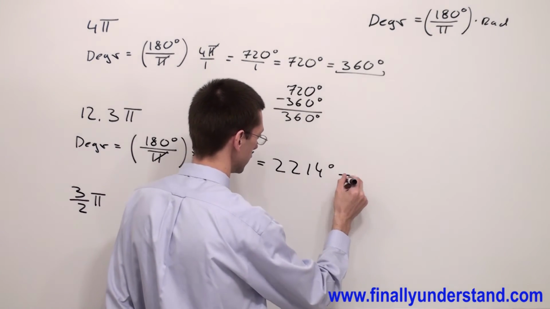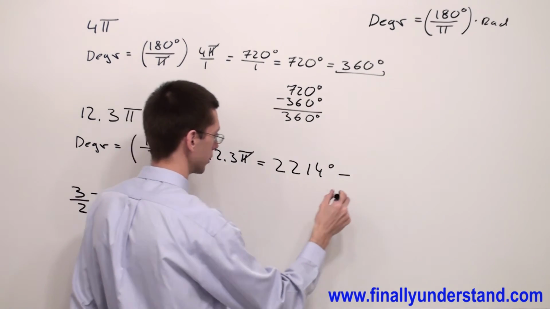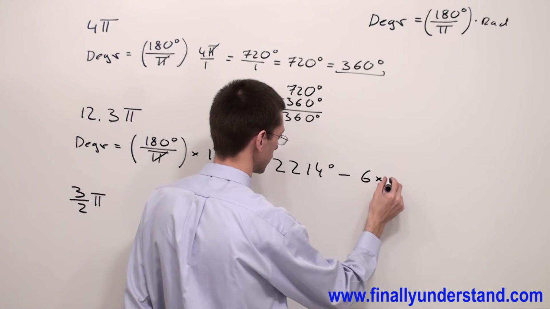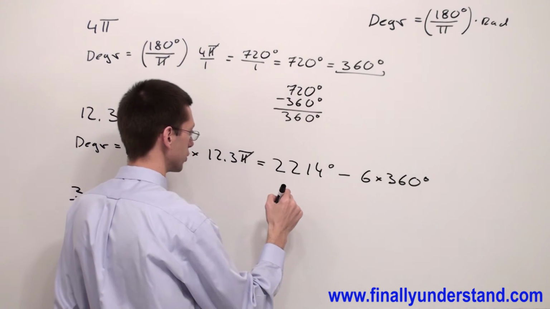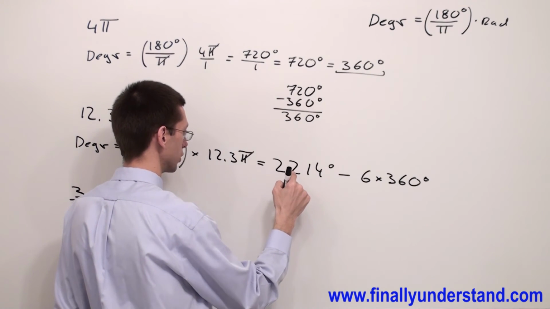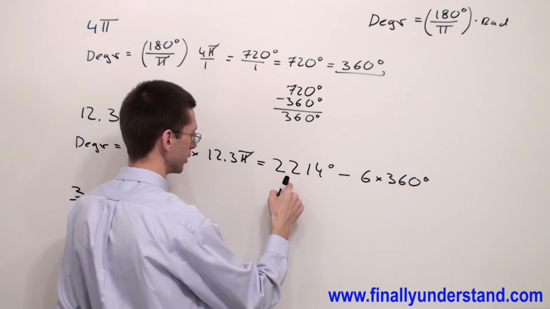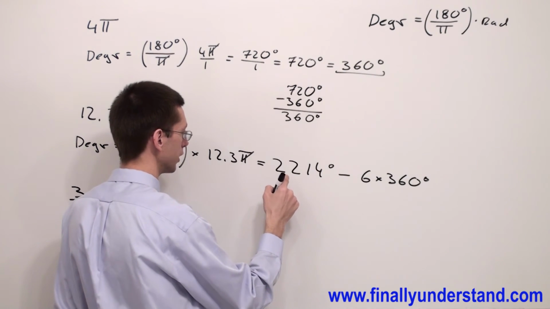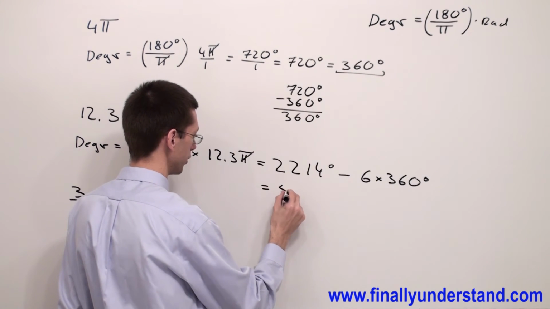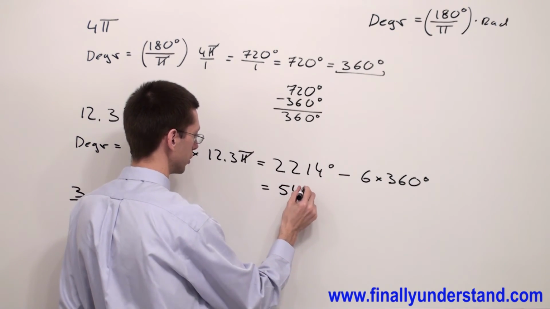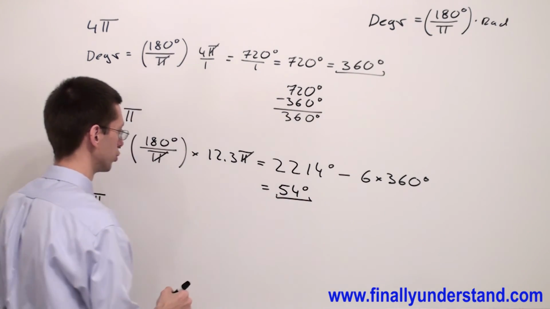Simply subtract these 6 revolutions from this angle: 6 times 360 degrees, because we have 360 degrees going 6 times into it. That's why I'm subtracting this from it, in order to find the lower equivalent angle to this one. This is going to be equal to 54 degrees. And this is the solution to my problem.